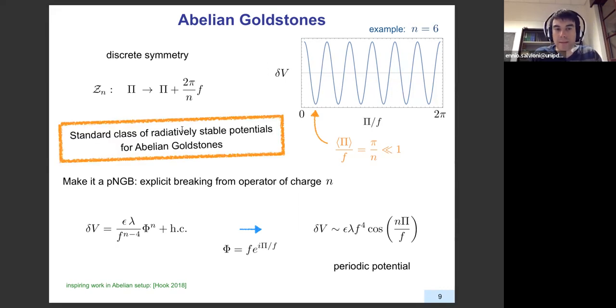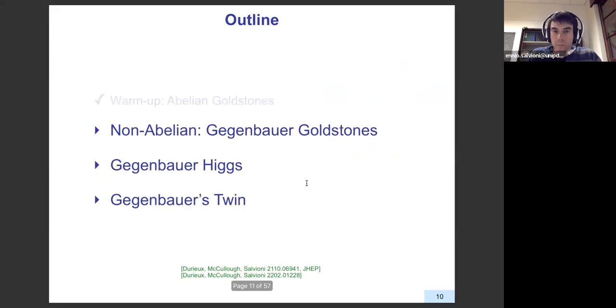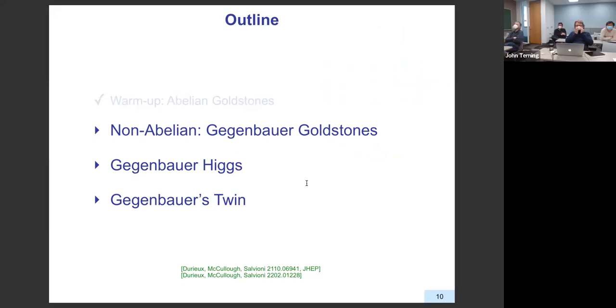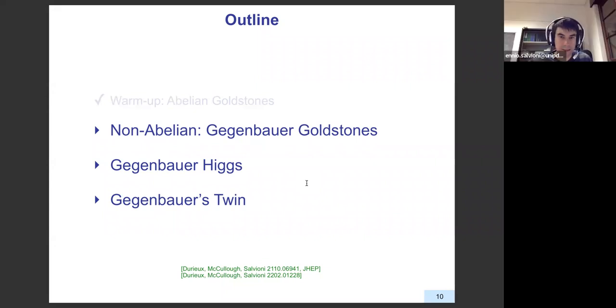Okay, so this is what I said. This is a standard class of radiatively stable potentials for the abelian case. Right? This we knew. Now, what I want to do next is the case where instead we try to do the same for the non-abelian structure. Okay, hopefully this gets a bit less trivial.